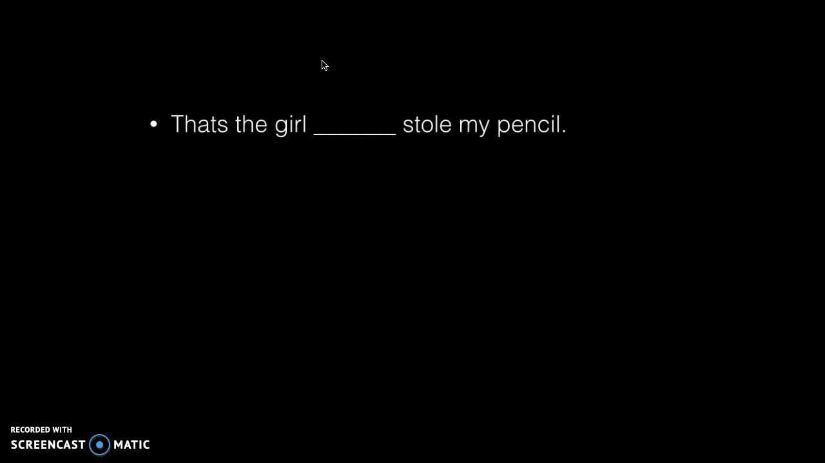Now let's see an example sentence. I want you to figure out which relative pronoun you're going to put in here. That's the girl blank stole my pencil. So is it, that's the girl that stole my pencil? Is it, that's the girl who stole my pencil? Is it, that's the girl which stole my pencil? So you have to think, we're describing girl. Is girl a person or a thing? So which relative pronoun would you use?